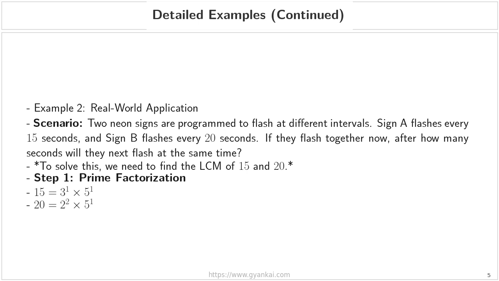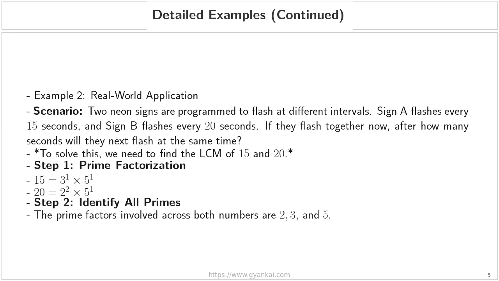Step 1, prime factorization. We break both numbers down into their prime components. For 15, we have 3 to the power of 1 multiplied by 5 to the power of 1. For 20, we have 2 to the power of 2 multiplied by 5 to the power of 1. Step 2, identify all primes. Looking at both sets of factors, we need to list every prime number that appears. In this case, our list includes 2, 3, and 5. Remember, even if a prime only appears in one number, we must include it.